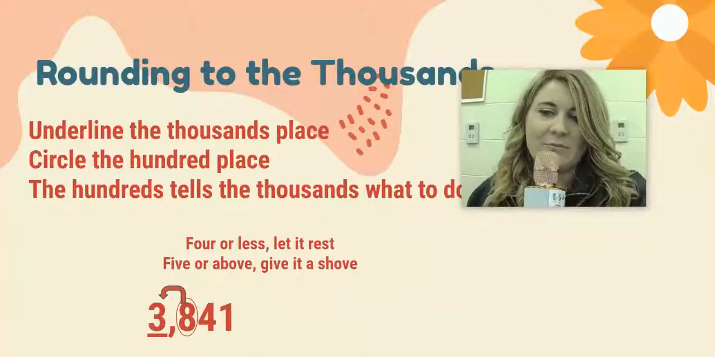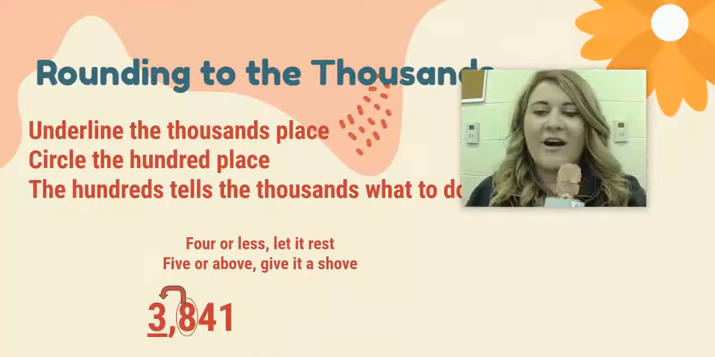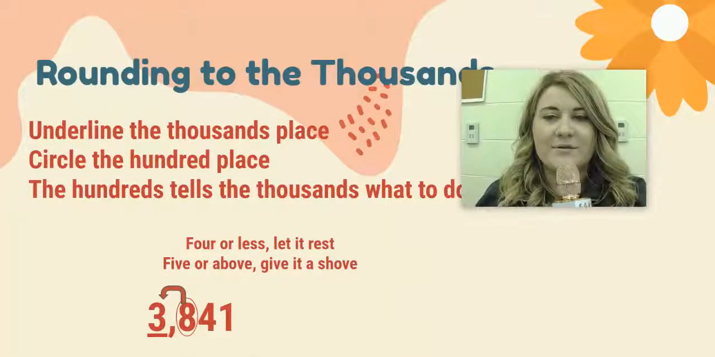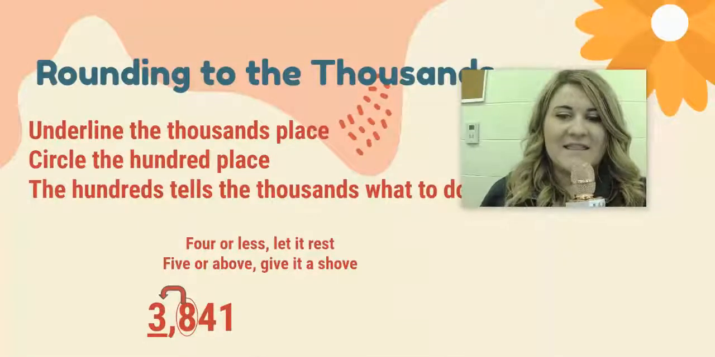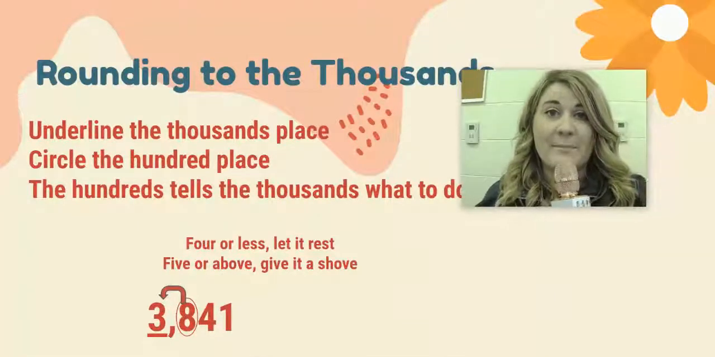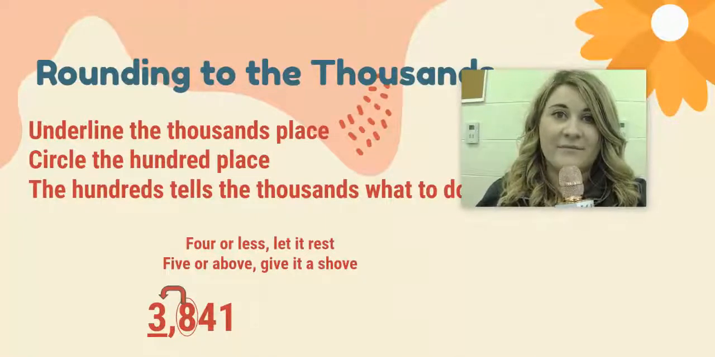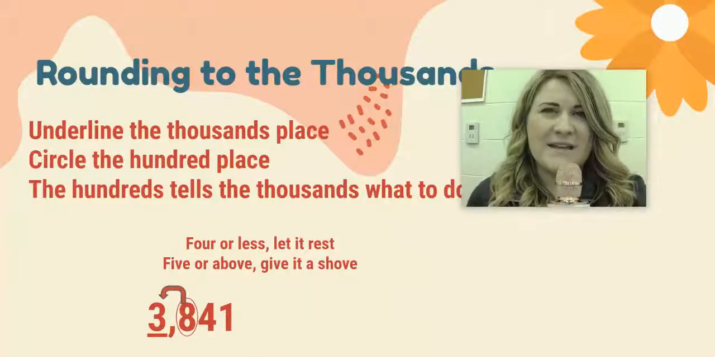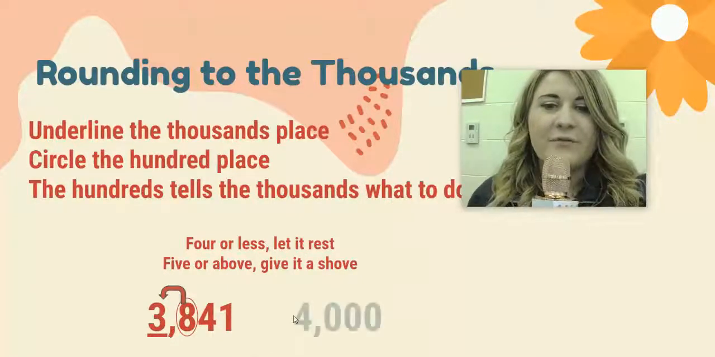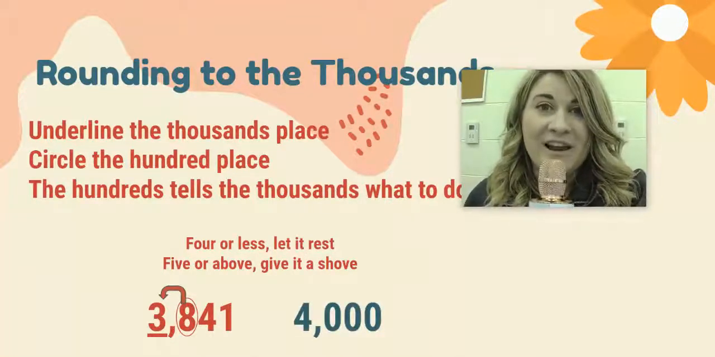All right, let's do one more, and then we are done. All right, we underlined the 3 because we're rounding to the thousands place, and we circled the 8 because it's the best friend. The 8 tells the 3 to either bump up or rest. Is 8 4 or less, or is 8 5 or above? 8 is 5 or above, so we're going to give that 3 a shove. What comes after 3? 4. So this rounds to 4,000.